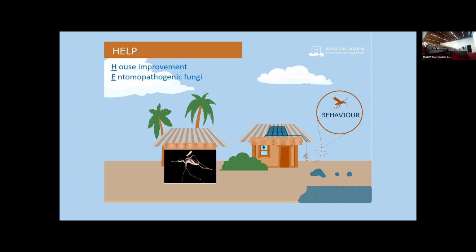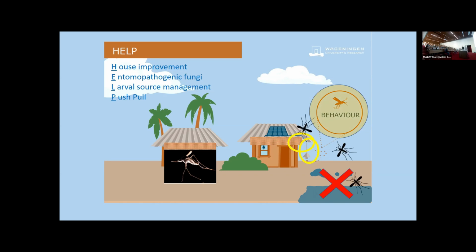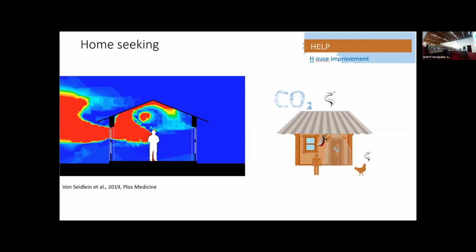house improvement, antipathogenic fungi, which I won't talk about, but it's an example that has been mentioned. I don't hear a lot about it anymore, but it used to be a safe approach also. Larval source management and push-pull. In the last 2 days we can add methods, of course. You know, we have SIT and we have sugar-based and we have other things, but this is my example for now. And all these aspects, if we want to implement this in the field, we talk about behavior. So it's nice to have this in this seminar today.